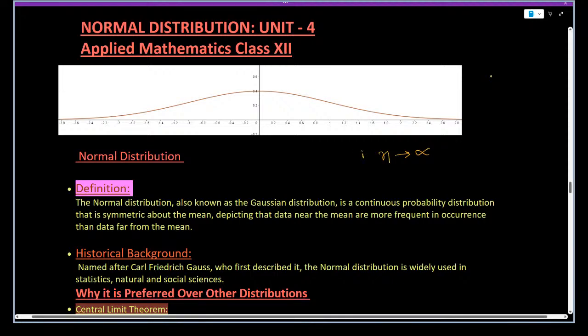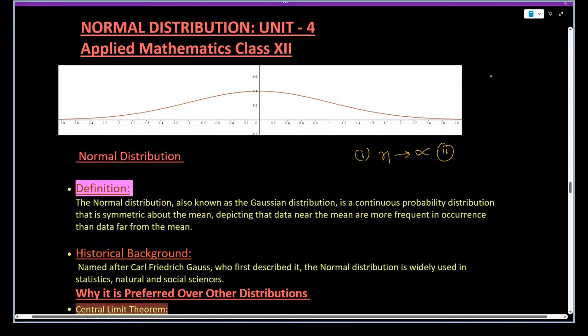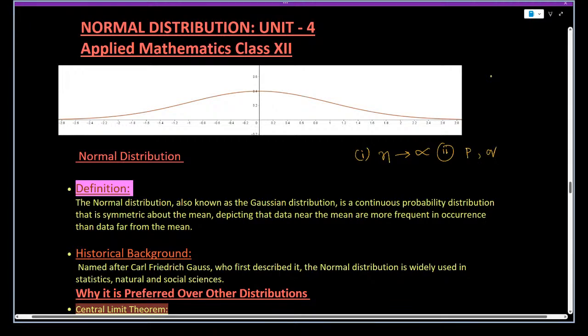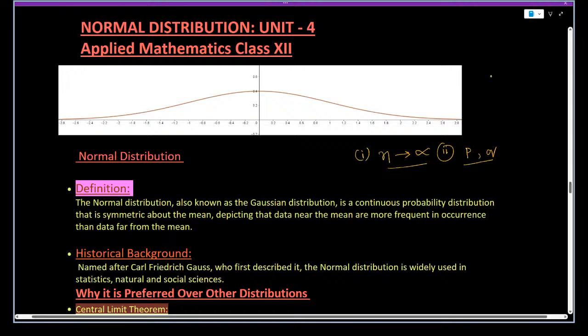Okay, this is one condition, and the other condition is neither the probability of success, P, nor Q is very small. PQ has a definite value, but the number of trials is tending to infinity. We apply normal distribution in those cases. Okay.